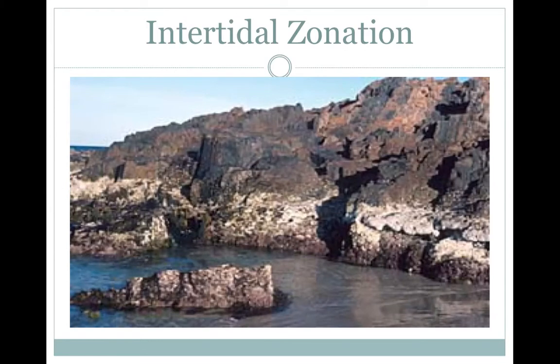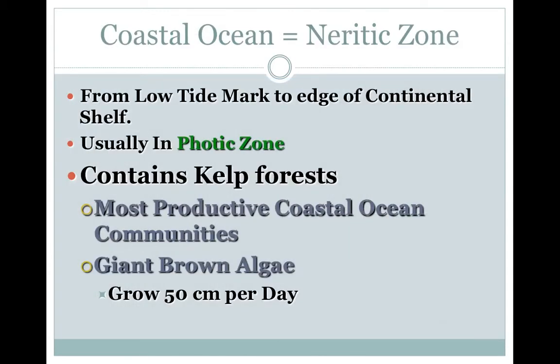And this zonation is caused by competition. There are different organisms that prefer different amounts of water and different amounts of air throughout the day. And because of that, you have different organisms living at different parts in the intertidal zone. The ones that like lots of salt water are going to be a little bit closer to low tide. The ones that like lots of air but a little bit of salt water are going to be closer to the high tide mark.